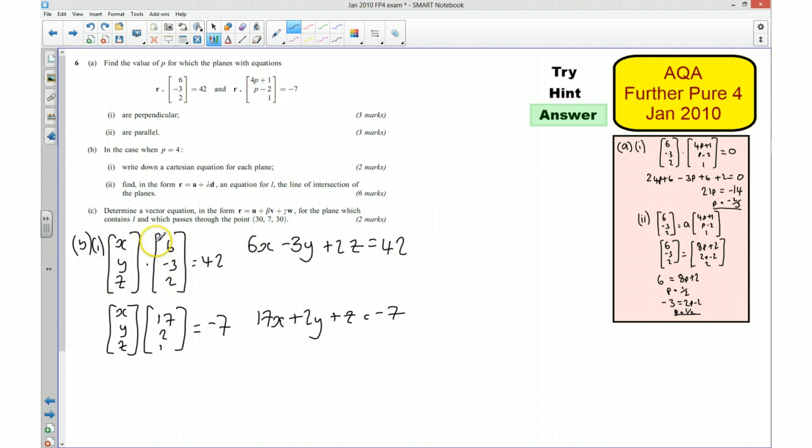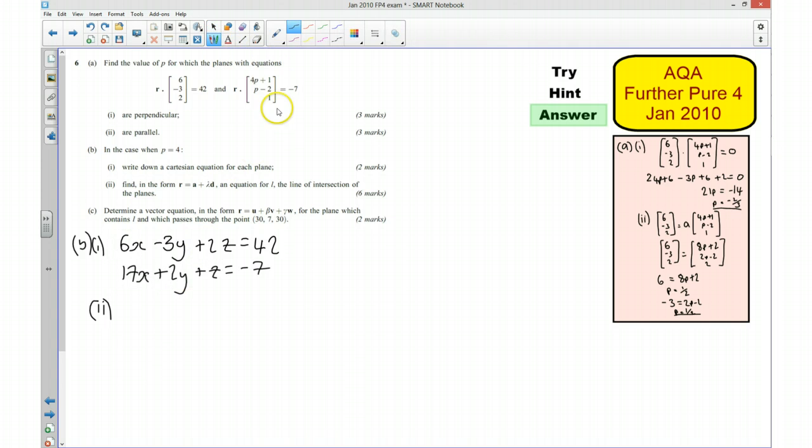Okay, for the next part of this question, we need to find out the equation of the line of intersection between these two planes. So for this question, we're going to split it into two parts. First of all, we need to know the direction in which that intersection line is going in, and then we also need to know a point that it passes through. Okay, so I'm just going to tidy this up a little bit.